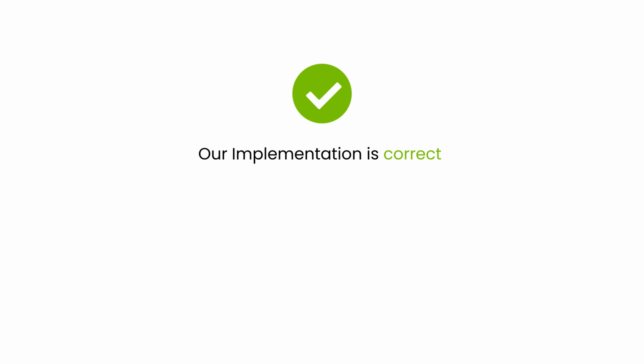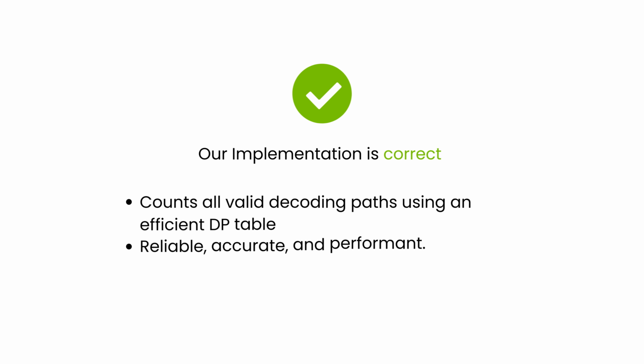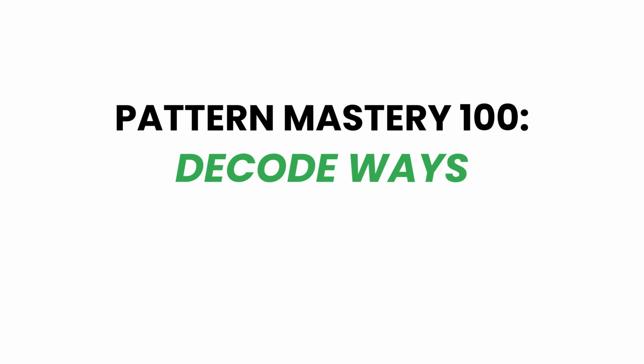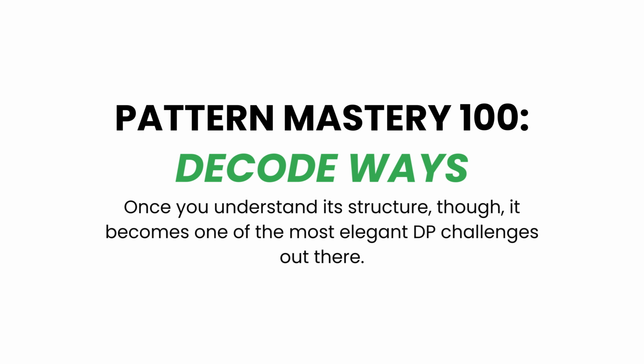Wrap up. So, our implementation is correct. The algorithm successfully counts all valid decoding paths using an efficient DP table: reliable, accurate, and performant. Decode Ways. Let's do a recap. So, how do you turn a string of numbers into letters, and how many ways can you do it? Decode Ways is one of those deceptively simple dynamic programming problems that really tests your logic under pressure. Once you understand its structure, though, it becomes one of the most elegant DP challenges out there.